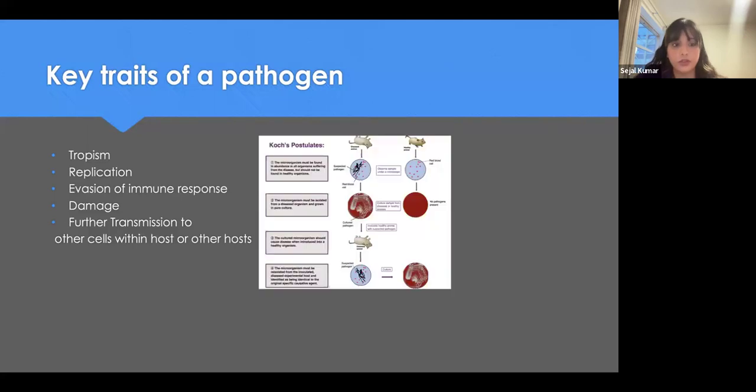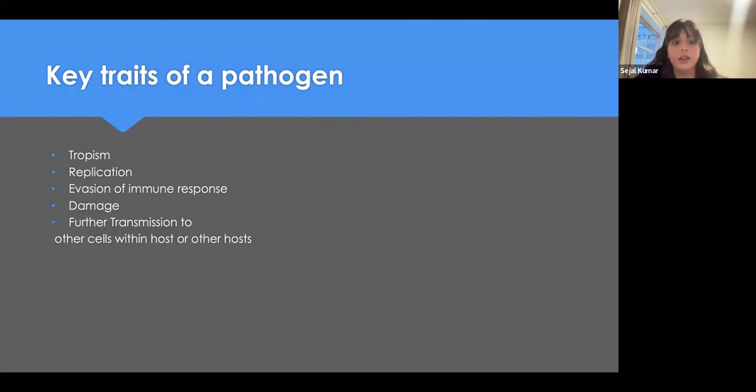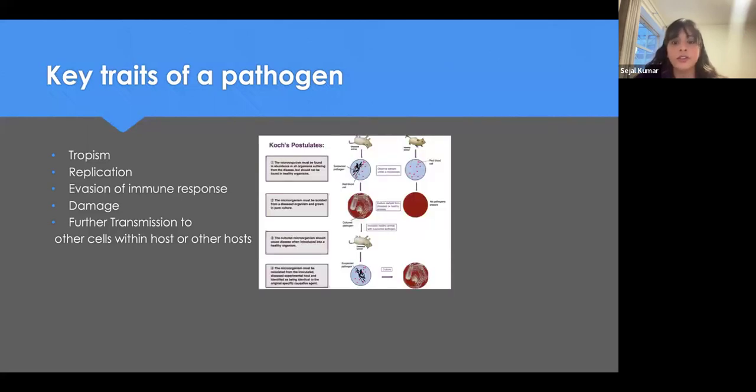So I think we'll talk about tropism. Oh, and then you also have Koch's postulates. I'm not sure if I said that name right. So these are also very important. Basically, I think this is on the syllabus, I'm pretty sure. Basically, this is talking about how you identify a pathogenic microorganism.